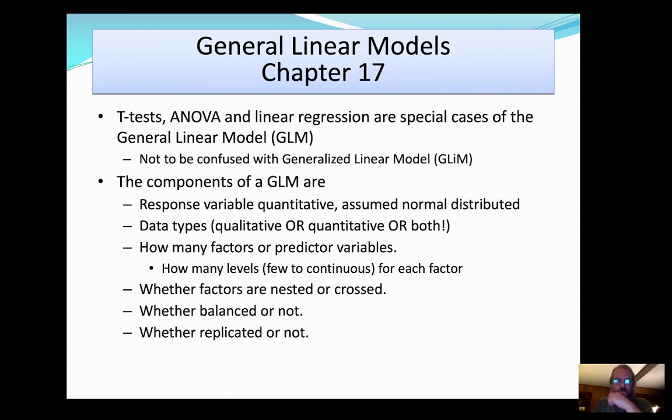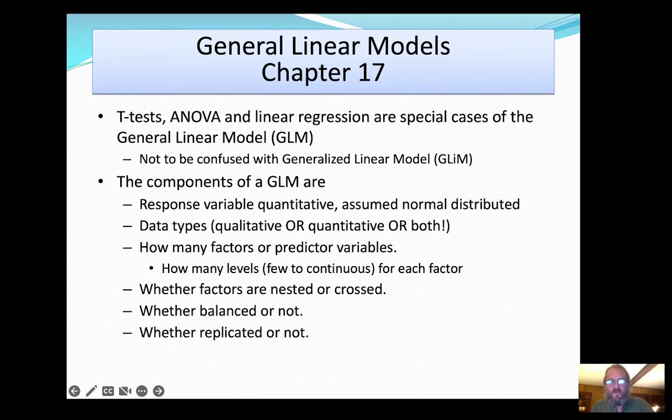Okay, so this is just a reminder that we're talking about a particular class of models called general linear models, and we've been introduced to them throughout the course. The t-tests and the ANOVAs were all general linear models, and certainly simple linear regression and multiple regression are examples of the general linear model. There's another one called the generalized linear model, and I don't talk about that, but that's a different kind of thing. Here are the components of the general linear model.